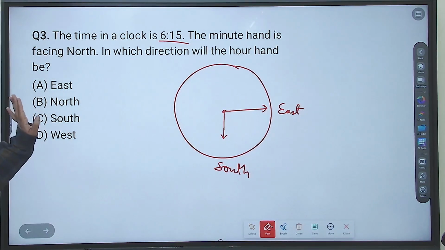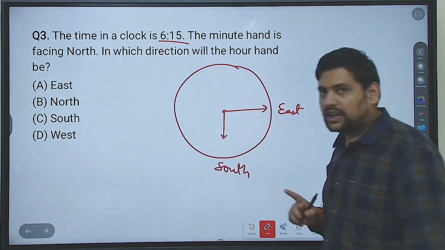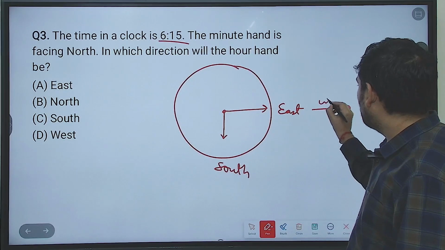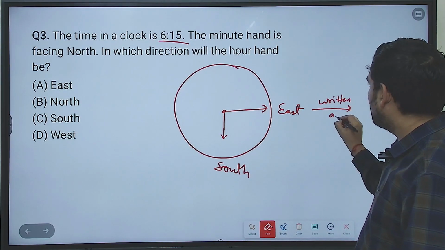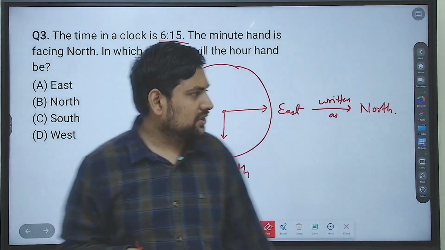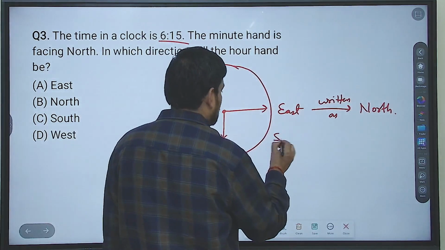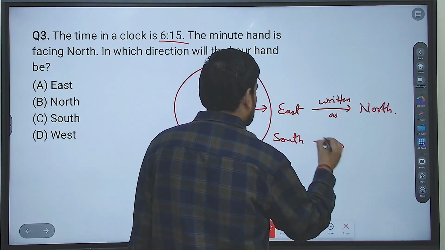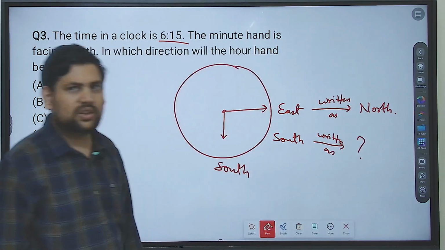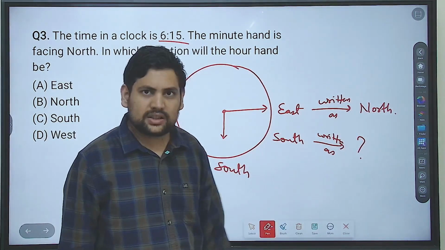Now it is asking you, the minute hand is facing north. That means in this particular question, east is written as north. Correct? In this question, east is written as north. Then the next part becomes, then south is written as what? This is the question in short. That is, east is written as north, then south will be written as what?